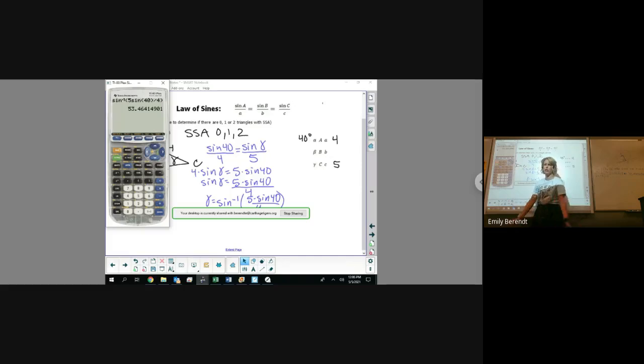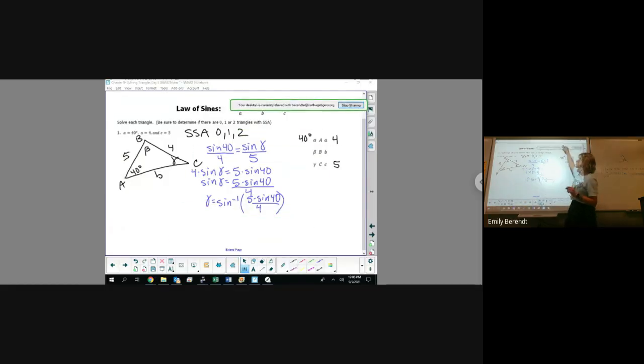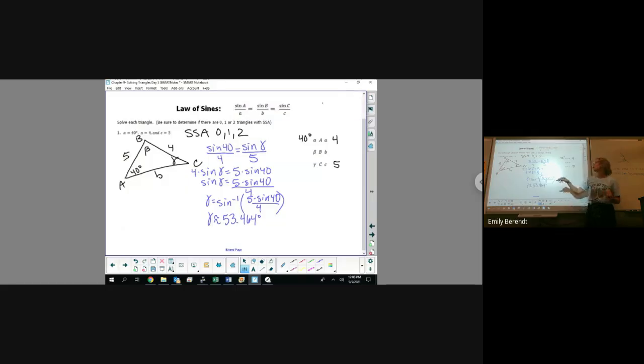53.464 is what you should get, and store that value to C. I already forgot, 0.464. And then put that in your chart.